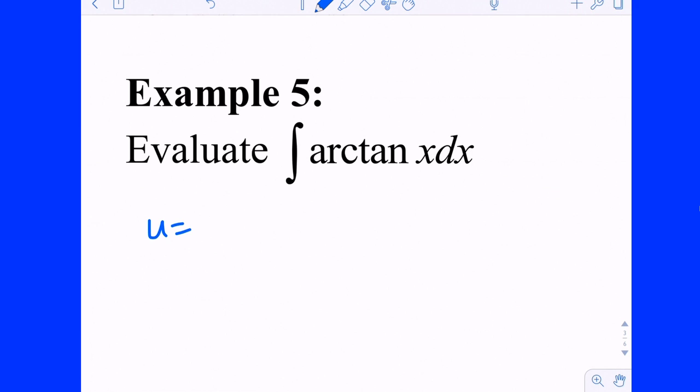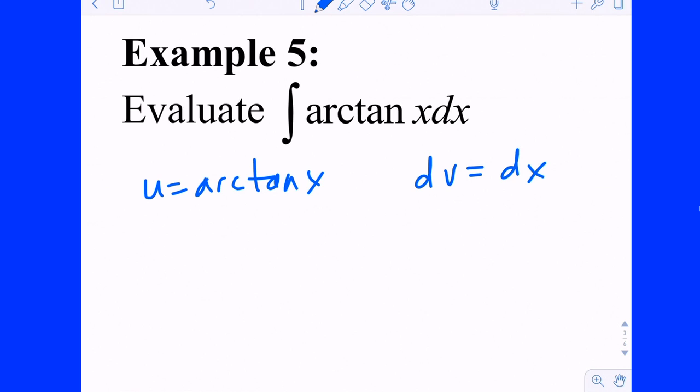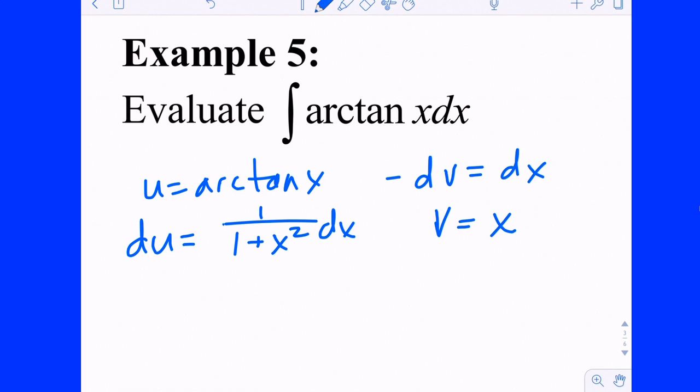What would you call u? Arctangent of x. Good. Again, you're kind of limited. And dv would be dx, or 1 dx, or 1. Du then, what's the derivative of arctangent? Good, 1 over 1 plus x squared dx. And v becomes x, right? So backwards Zorro, you get x arctangent of x minus the integral of x over 1 plus x squared, essentially, when you multiply across.